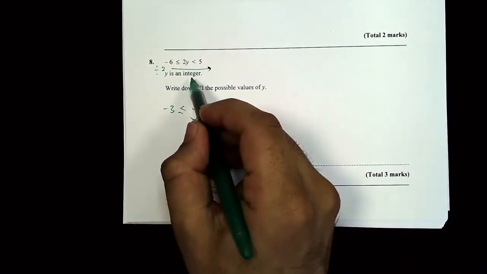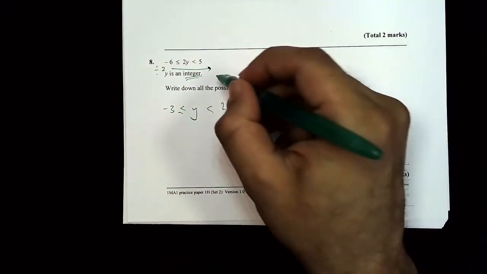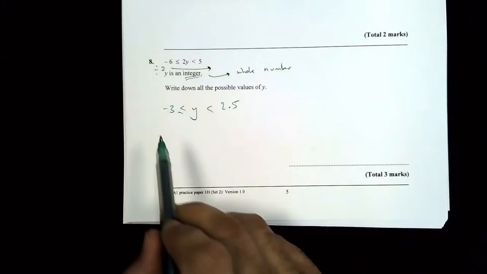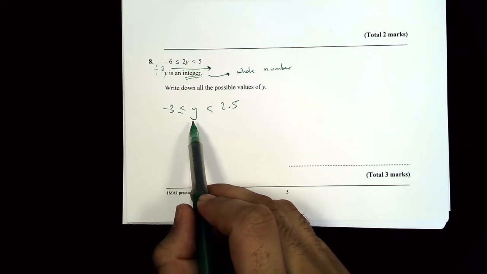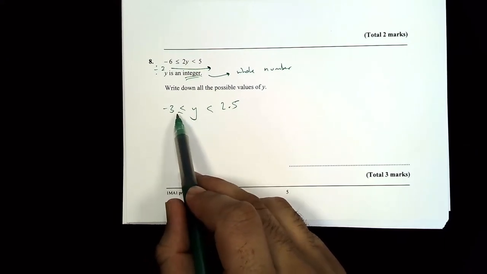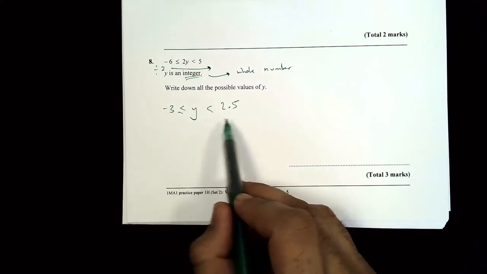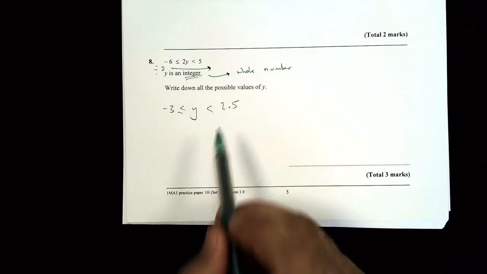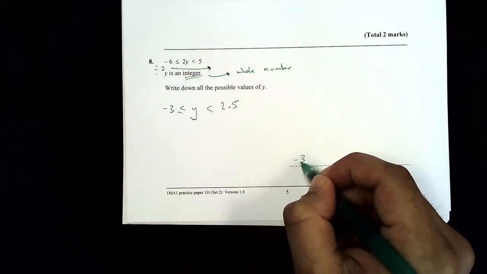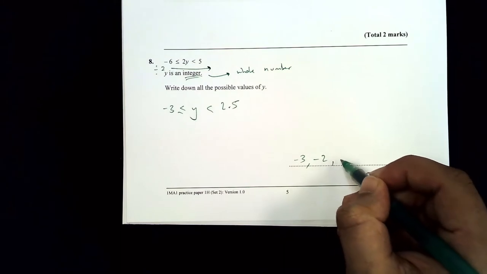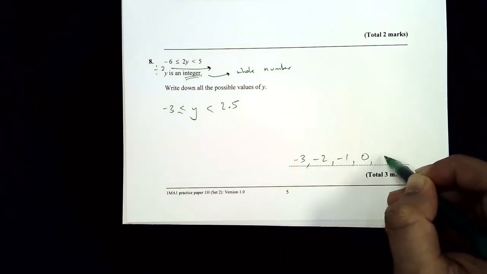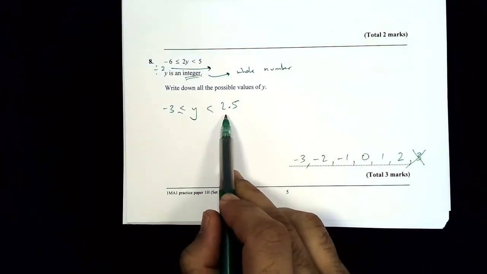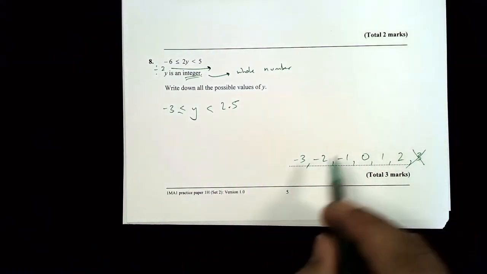Now, it says it's an integer. Define integer. Integer means whole number. So I need to choose a number that is bigger than minus 3 or equal to, and less than 2.5. So it can't be 2.5 because that is not an integer. The first number less than 2.5 is a 2. So let's just go through the list then. Minus 3 could be that, could be minus 2, could be minus 1, could be 0, could be 1, could be 2, can't be 3 because 3 is bigger than that. So you don't write 3, you just go from minus 3 up to 2.